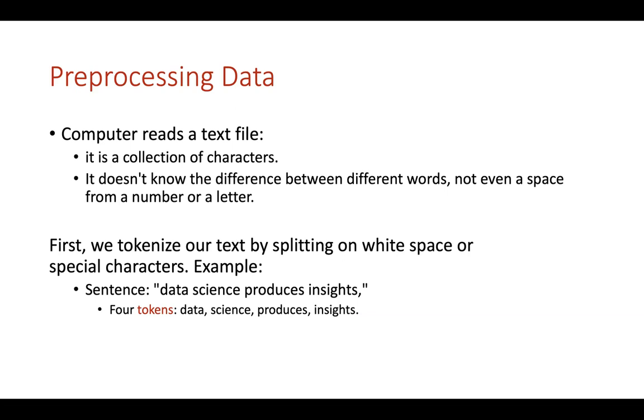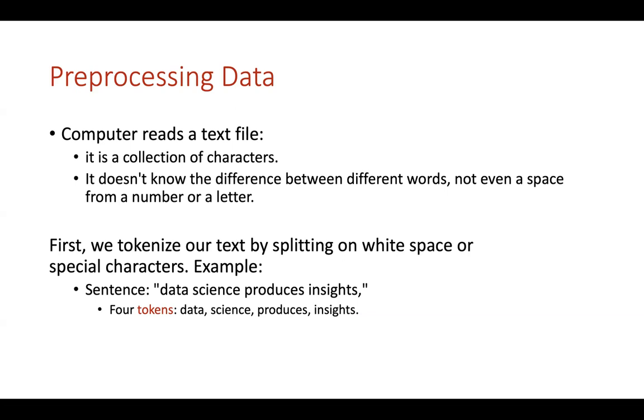They're all the same. So the first thing we need to do is tokenize our text by splitting on white space or special characters. So you would take the sentence, for example, data science produces insights, and it would split into a list with 4 tokens: data, and then science, and then produces, and lastly, insights. So now, instead of just seeing one long string of characters like it was seeing before, Python will see a list with 4 distinct tokens.